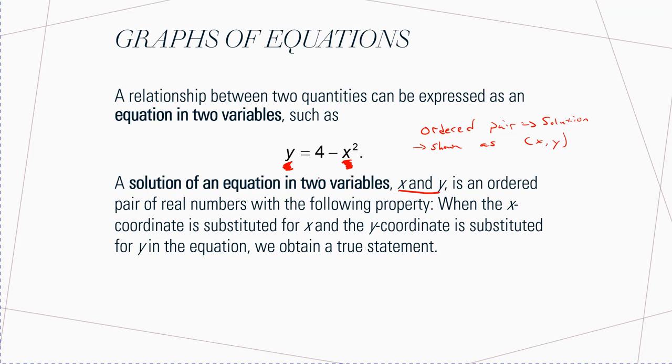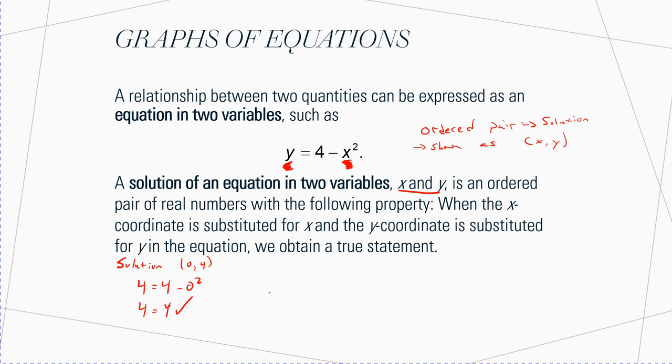One solution to this equation might be the ordered pair 0, 4. What that means is when you plug 0 in for x and 4 in for y, so 4 is equal to 4 minus 0 squared, you get 4 equals 4. That's a true statement. Now it turns out there's actually an infinite number of solutions to this equation.